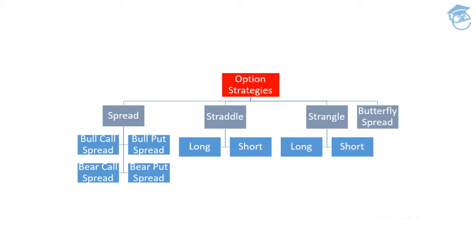Okay. Now, what is the kind of option strategy that we can implement with respect to spread? Spread is basically divided into four different angles. Number one, bull call spread. Number two, bull put spread. Number three, bear call spread. And number four, bear put spread.